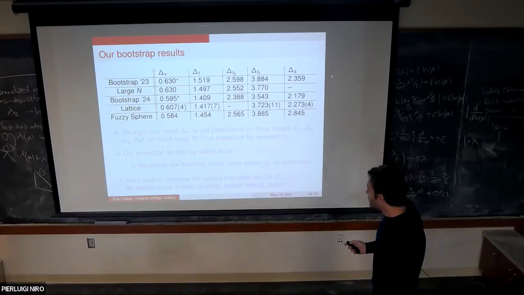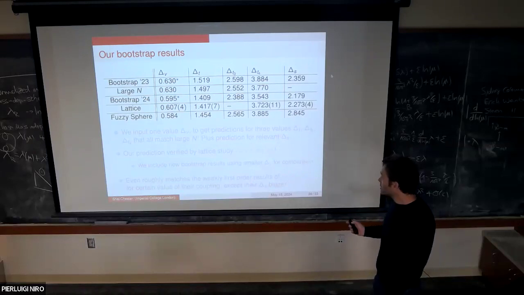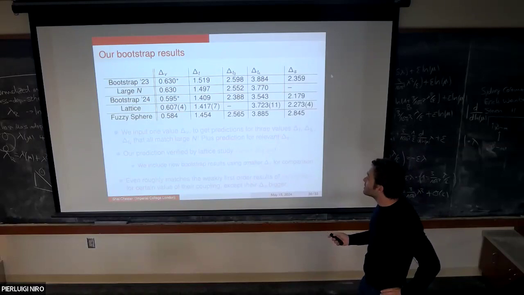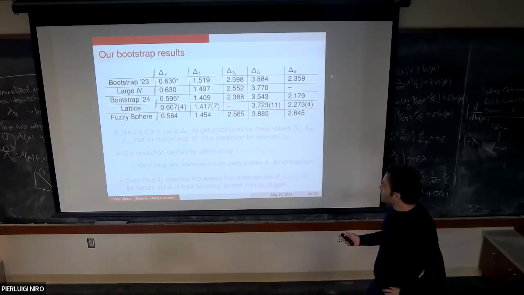Anyways, after reading off this data from the bootstrap, we get these results, and we can now compare them to these other methods. First of all, we can compare it to the large N estimate of these monopole operators. I wrote an asterisk here because this is the value we put into the bootstrap, and the other values are the ones we read off.